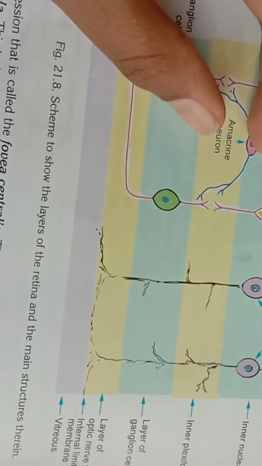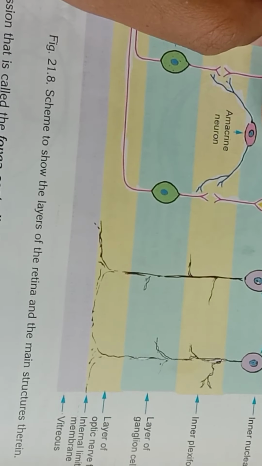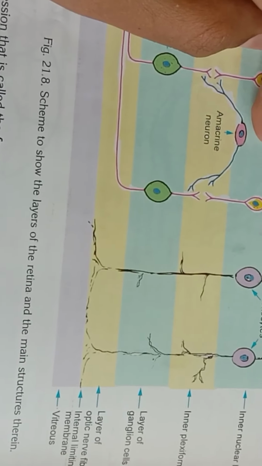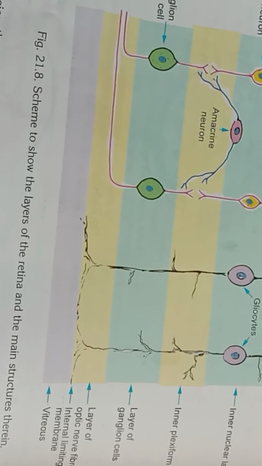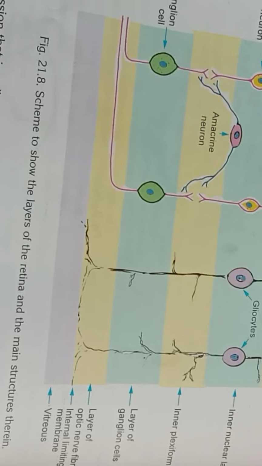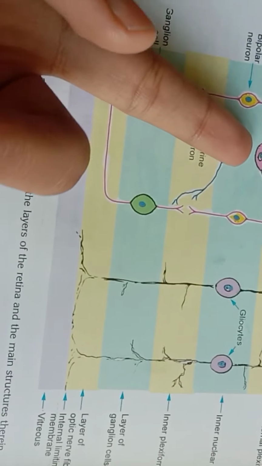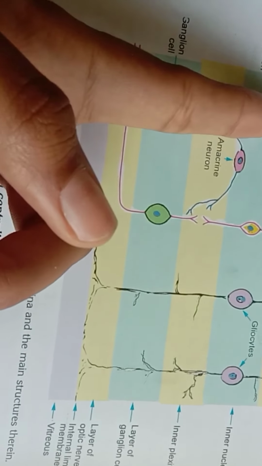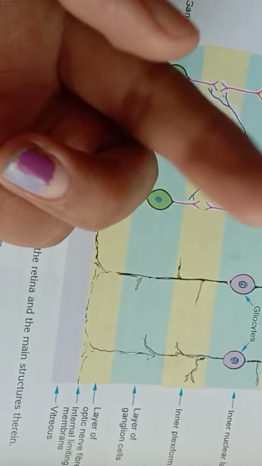And next, the horizontal neurons, you can see here. These give off processes that run parallel to the retinal surface, running horizontally, and they enter the outer plexiform layer and synapse with the rods and cones, and also with the dendrites of the bipolar cells. So they synapse with the bipolar cells and also with the rods and cones. This is the function of the horizontal neuron.